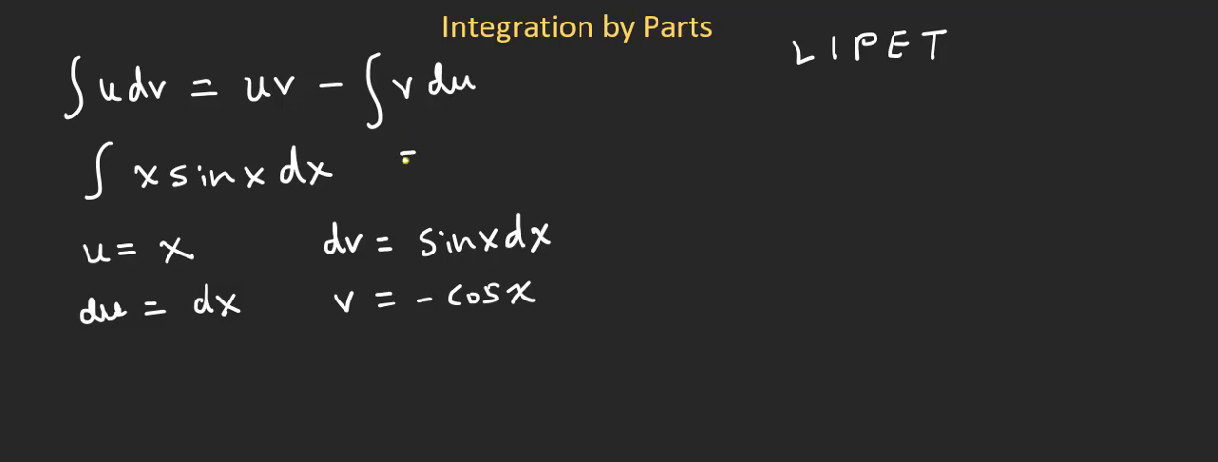It's going to be uv, which is going to be negative x cosine x, minus the integral of v du. So it's going to be negative cosine x dx. So negative negative becomes positive.